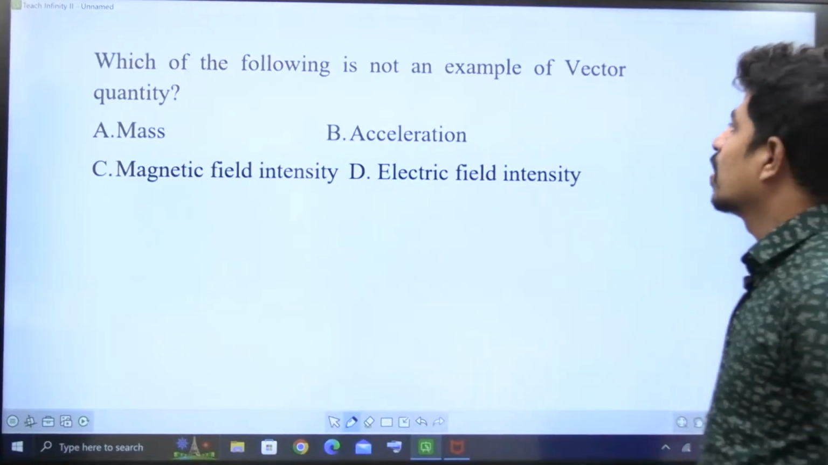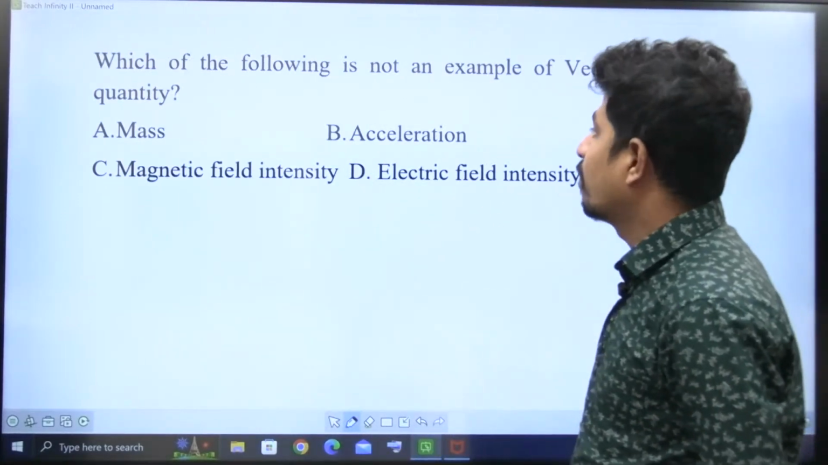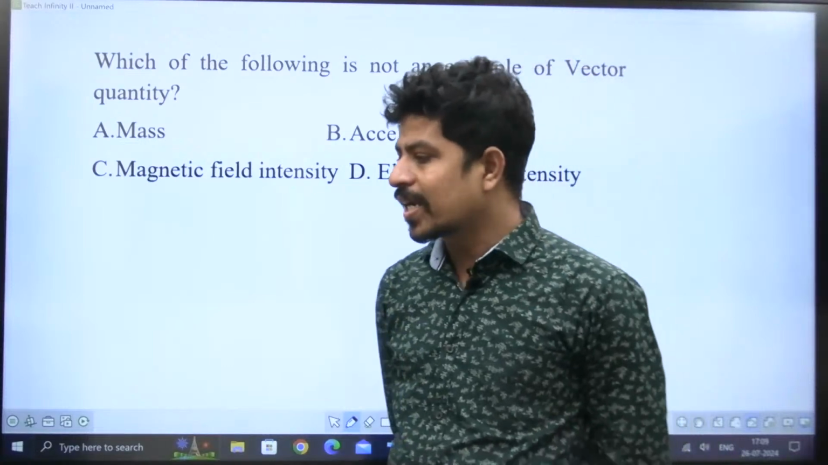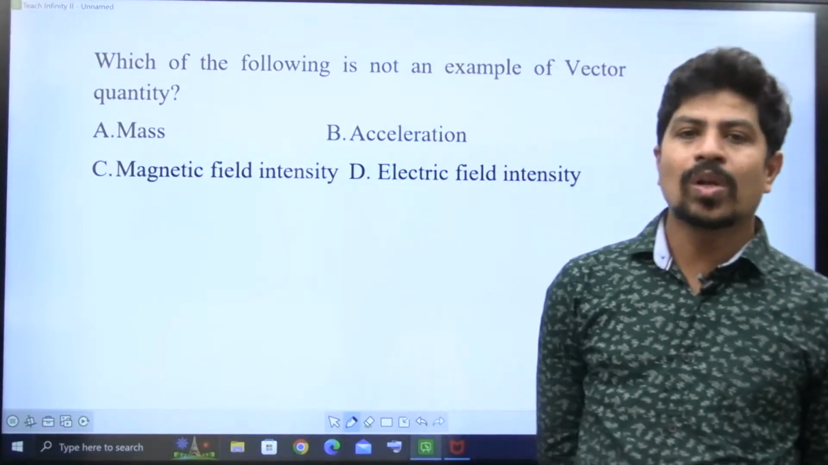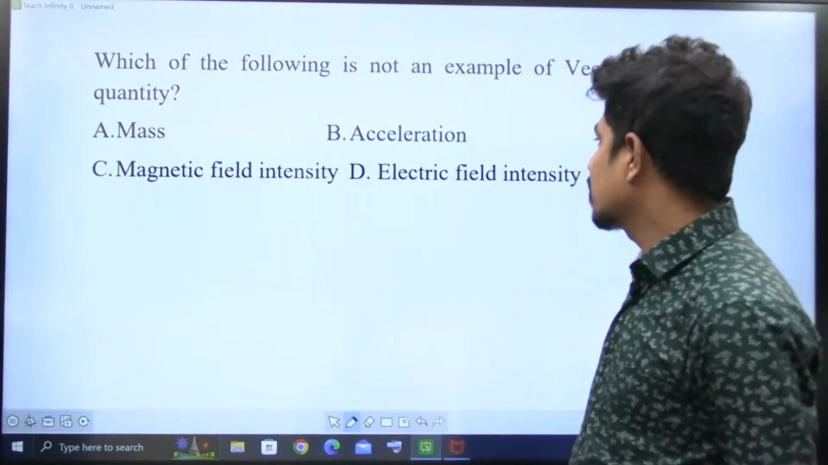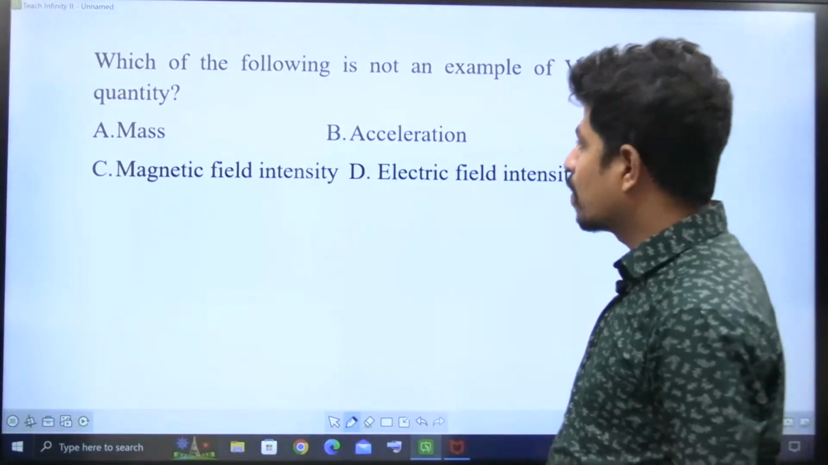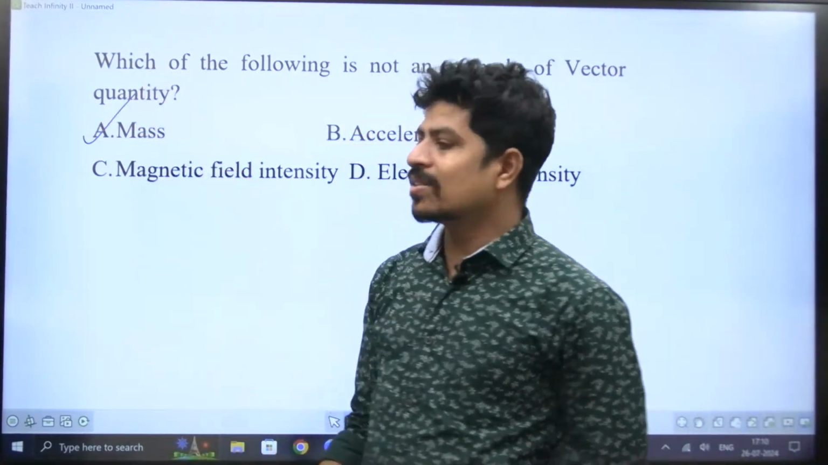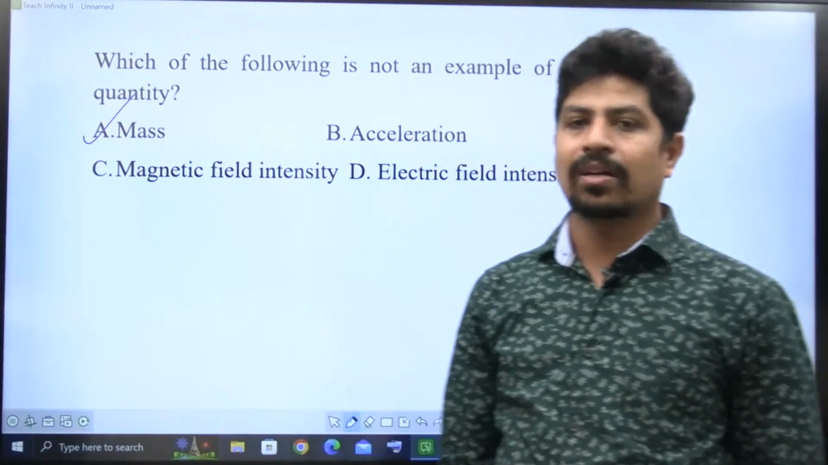Next question. Which of the following is not an example of a vector quantity? This is basic, I can say 10 plus 2 level question. See, acceleration is a vector quantity, magnetic flux density is a vector quantity, electric field intensity is a vector quantity, mass is not a vector quantity. Yes, mass is not a vector quantity, right?